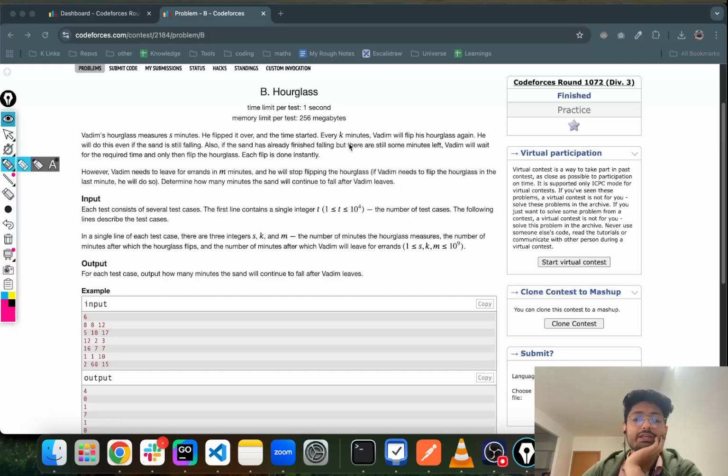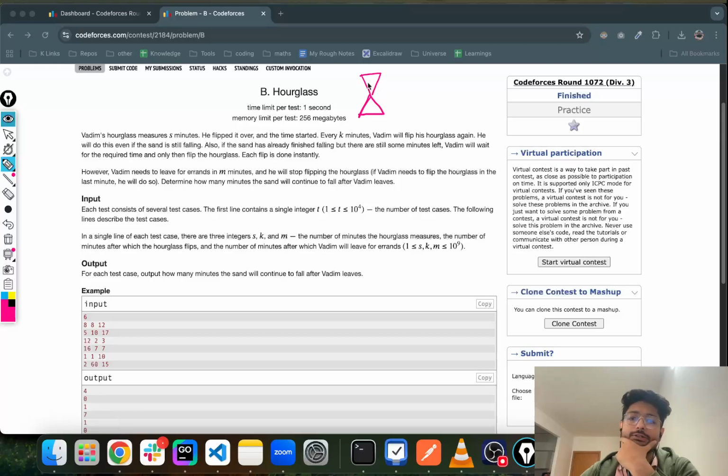Every k minutes, Vadim will flip his hourglass again. So whenever k happens, he flips the hourglass again. He will do this even if the sand is still falling. Also, if the sand is already finished falling, but there is still some time left, Vadim will wait for the required time and only then flip the hourglass. So there are two cases, as you can see. They have actually clearly explained it here.